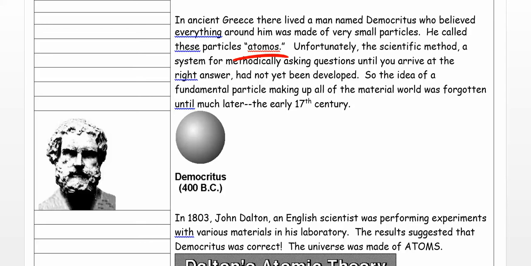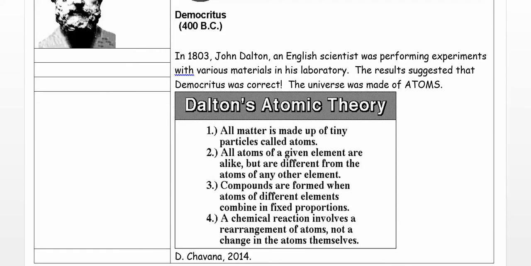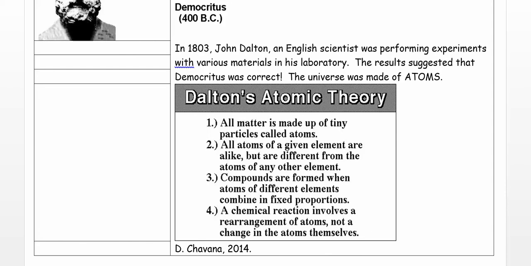In 400 BC, he simply thought that the atom was a sphere. That was it, right? So in 1803, so many centuries passed, before John Dalton, an English scientist, was performing experiments with various materials in his laboratory. Now, the results suggested that Democritus was correct. He was right. The universe was made of atoms, right?